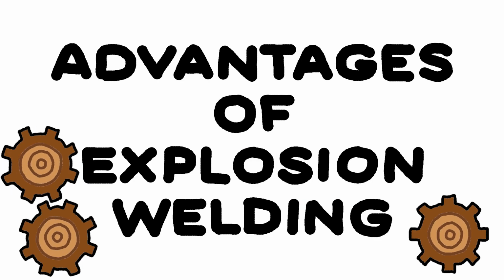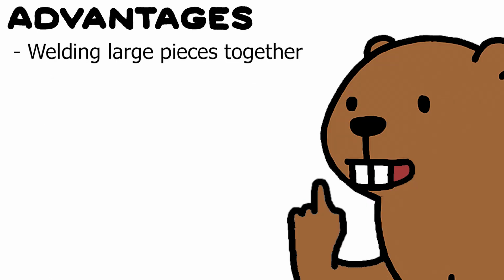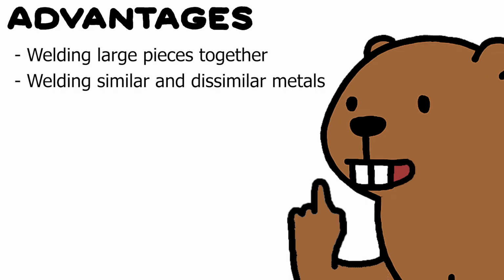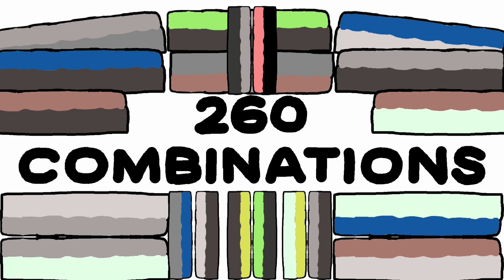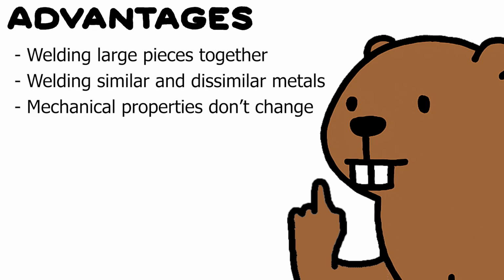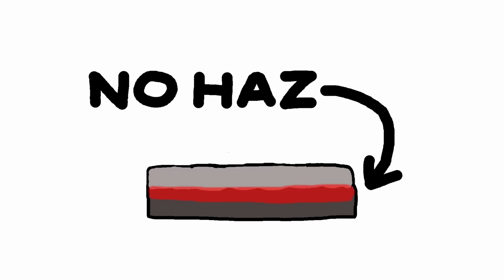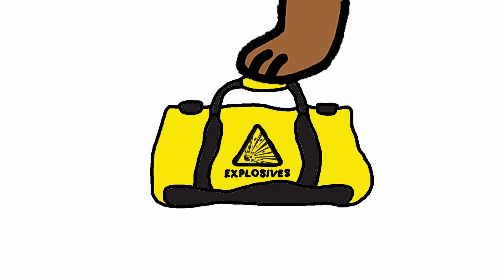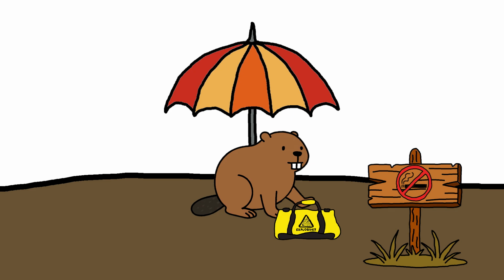Advantages of explosion welding. Can weld large metal pieces in an instant. Useful for pressure vessels and heat exchangers. Can weld similar and dissimilar metals. Over 260 documented combinations. The welded metals keep their mechanical properties since there's no melting. Stronger than the parent metal. Useful for transitional joints. Compact, portable, and easy to maintain.